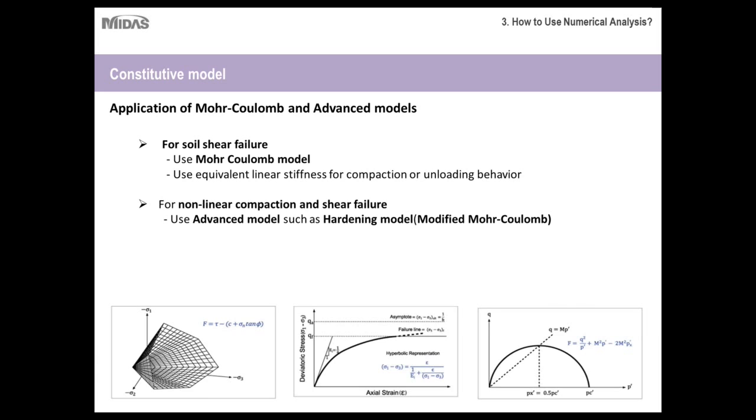So for soil shear failure, we use the Mohr-Coulomb model. And we also use equivalent linear stiffness for compaction or unloading behavior. So the Mohr-Coulomb model alone doesn't suffice. It also requires an equivalent linear stiffness for the compaction and unloading behavior when you're dealing with excavations. But if you're looking to simulate nonlinear compaction or shear failure analysis, then we use advanced models such as the hardening model or modified Mohr-Coulomb.